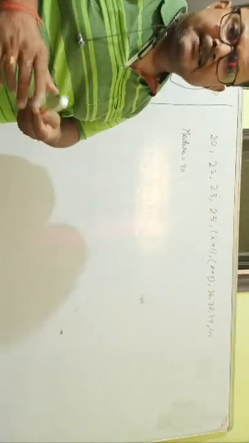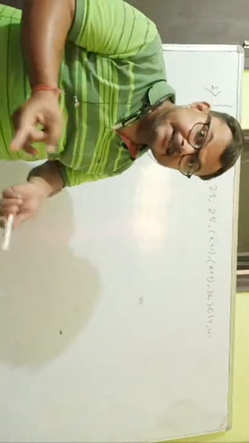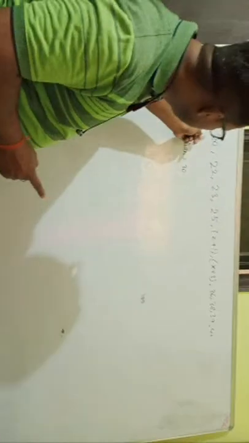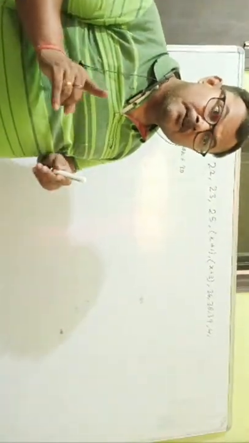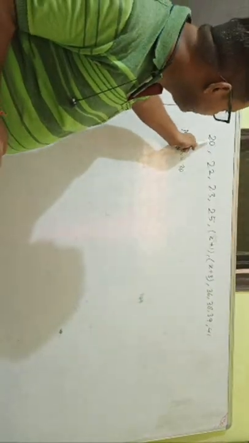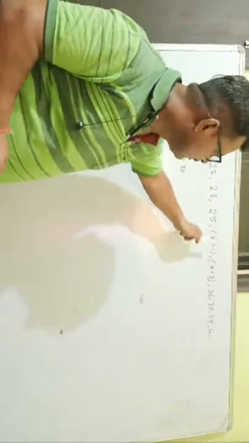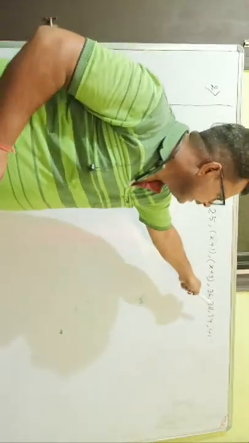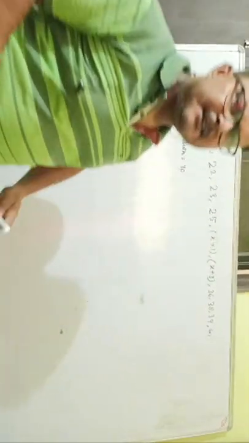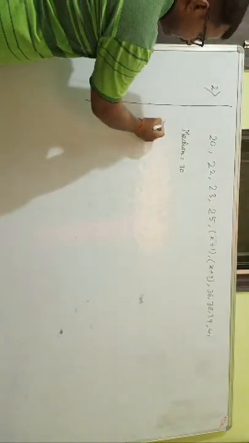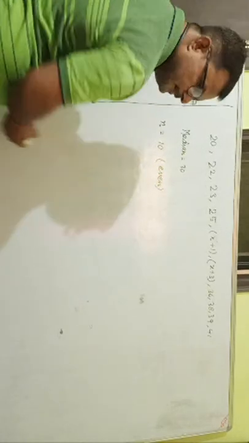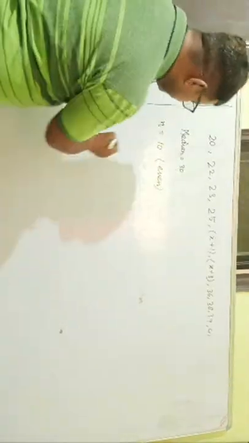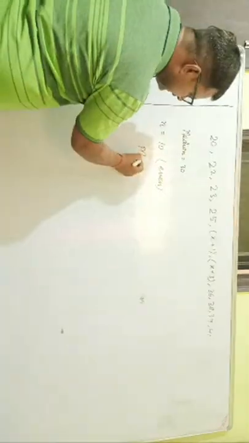See, first of all, if raw data is given, data must be arranged in ascending or descending order. It has already been given in ascending order. Clear? Then you have to count the number of observations. I am counting 1, 2, 3, 4, 5, 6, 7, 8, 9, and 10. It means n is equal to 10, the number of observations. It is even. Therefore, what is the median?